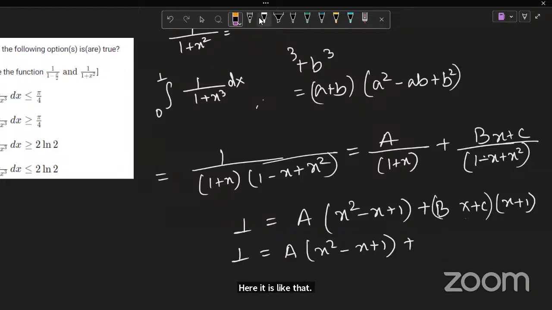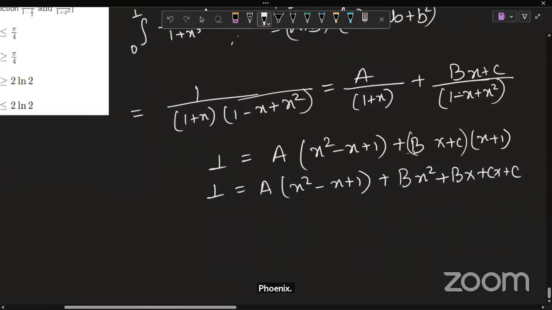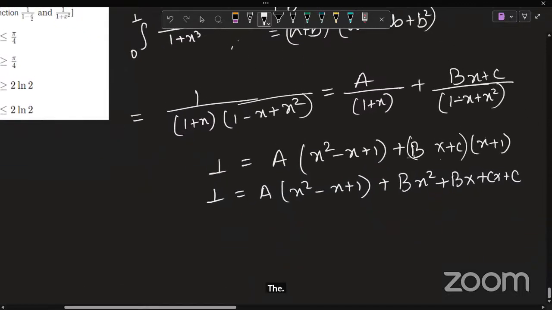Okay, or just solve it. You will get bx square plus 1 plus c, bx plus cx plus c. Right? And now just equate this. Here we have the coefficient of x square. In the left hand side, the coefficient of x square is 0, so just equate the coefficients.